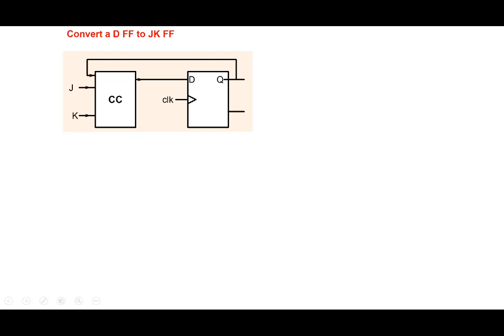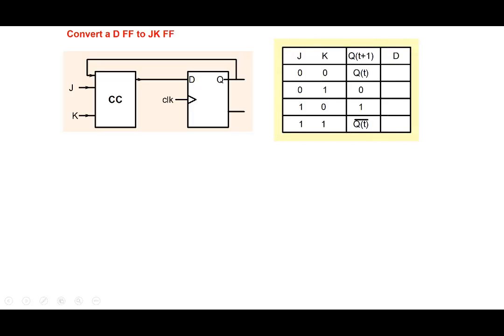So this combinational circuit is something that we have to design. Let's see how we can do that here. We know that if J equals 0 and K equals 0, Q(t+1) should be equal to Q(t). So what value of D should we put here? What should be the output here? Well, D should be equal to Q(t).